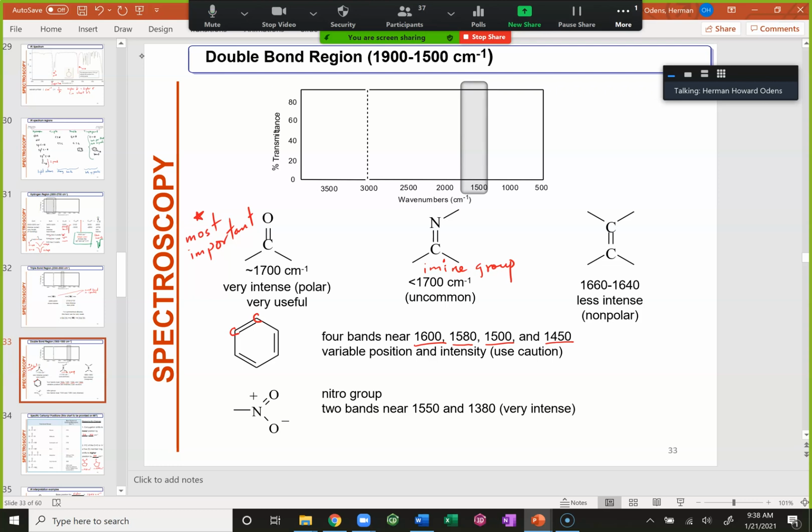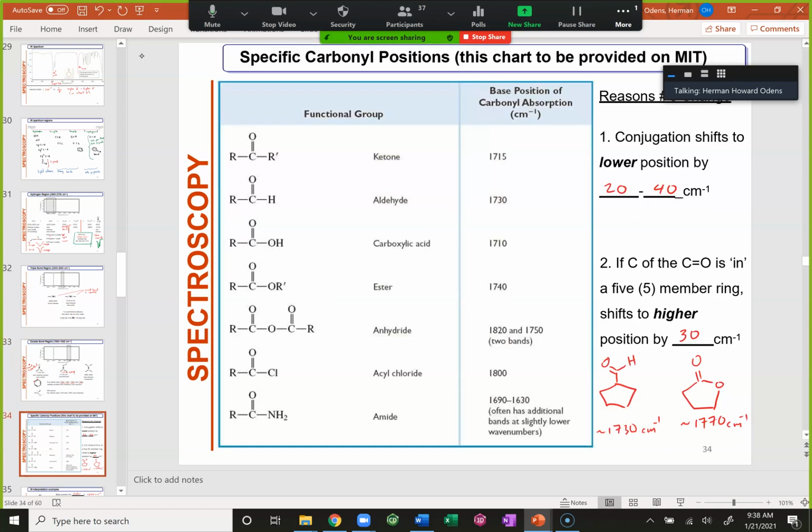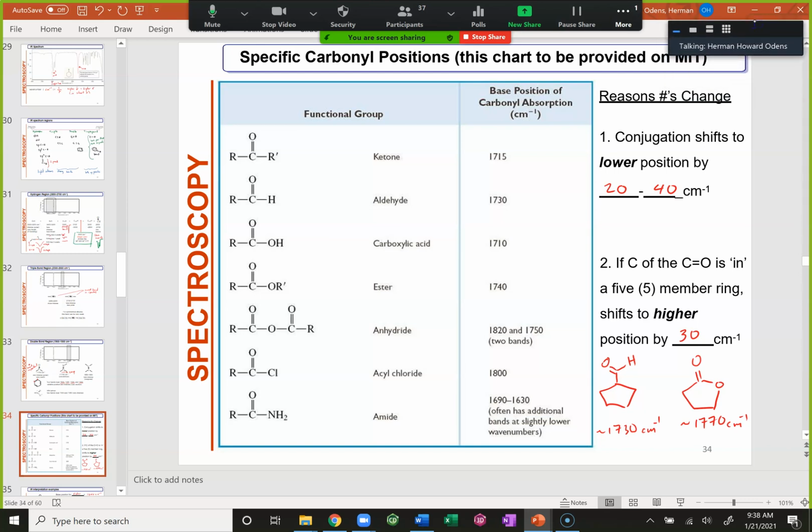All right. And then the nitro group, we're not going to talk about it. I don't think I've had any examples of that in class, but I think I might have. I don't know if I have one here. I think I might have put one in here. If not, we can live with it. It's very rare anyways.